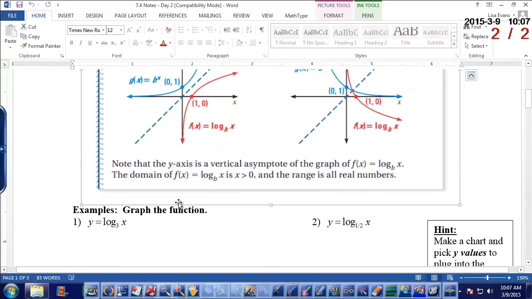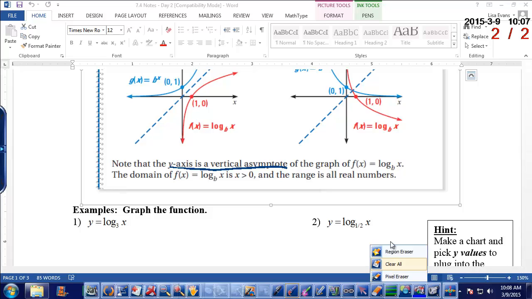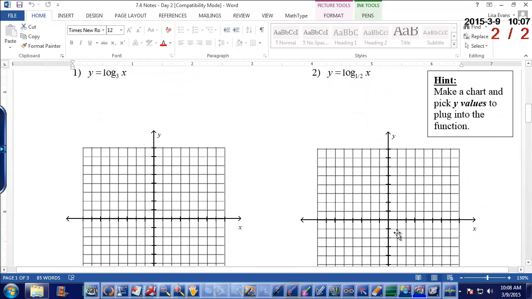So it says, note that the y-axis is a vertical asymptote. Go ahead and highlight that. So this time our graphs are going to approach a vertical line. Let's just go ahead and get started because there's one thing that's a little bit tricky about these problems.